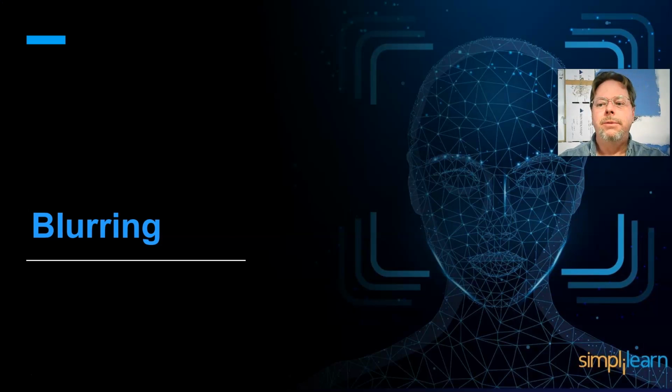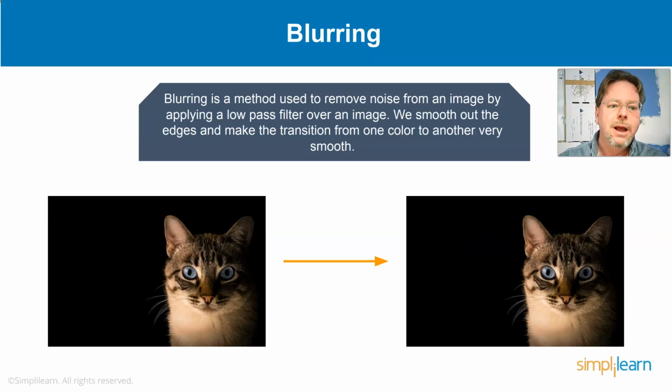And blurring. Blurring is very popular right now because it's easy to find someone's face and then blur out the background without having to play with alpha channels and different things for the coloring around the edging of the head and the coloring. So blurring is a method used to remove noise from an image by applying a low pass filter over an image.